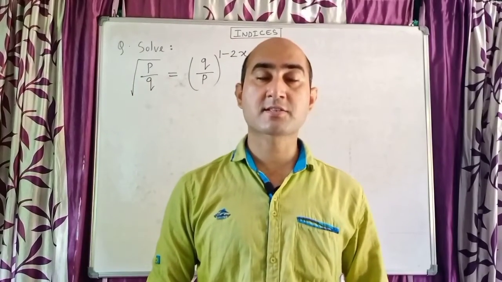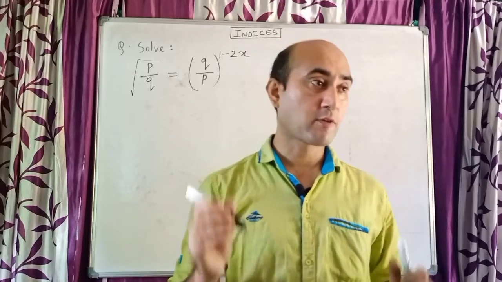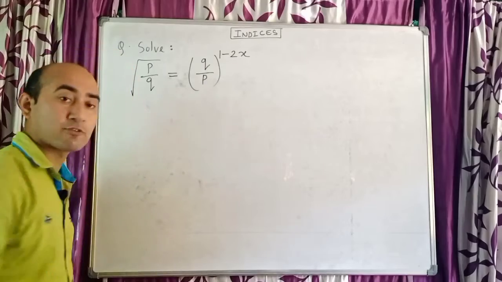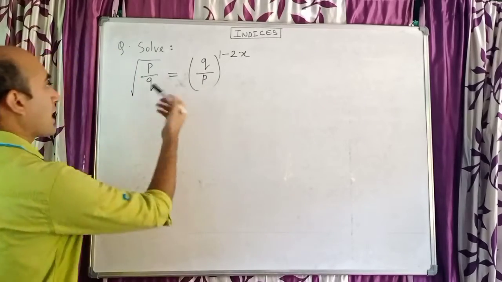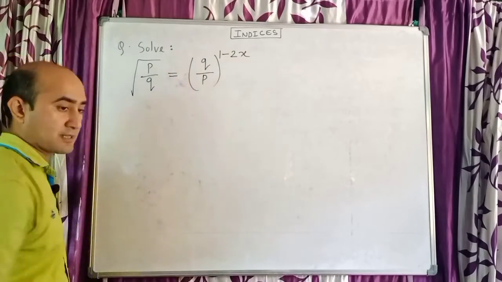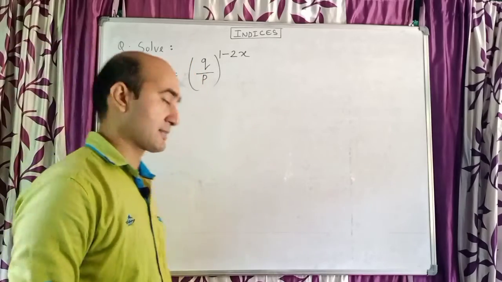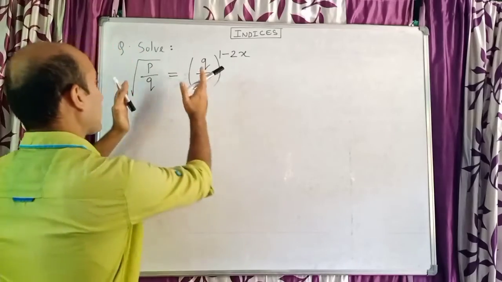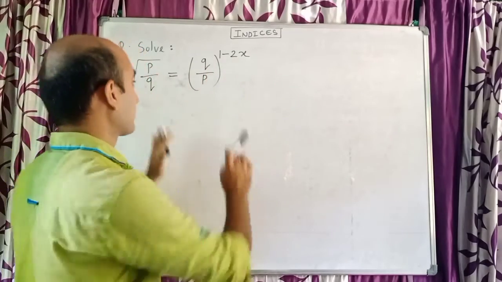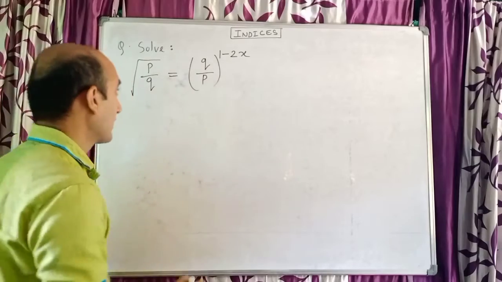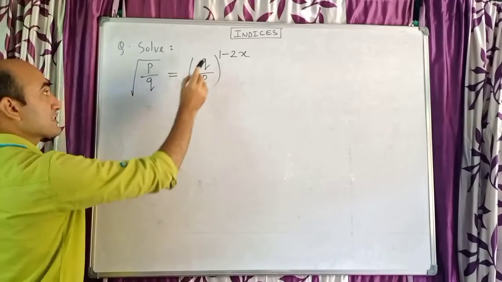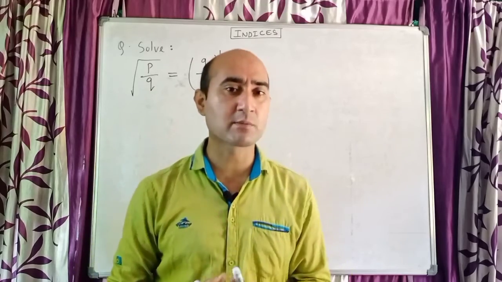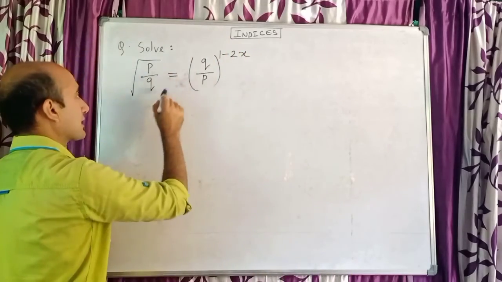Class 9 children, let us discuss one more question from the chapter Indices. So here one more question, solve. That means you have to find the value of the unknown variable. Our unknown variable, you can see, is x in the power. To find the value of x as it is in the power form, our base should be the same. But you can see it is p by q here, and here it is q by p. So a little bit of a numerator and denominator problem is there.